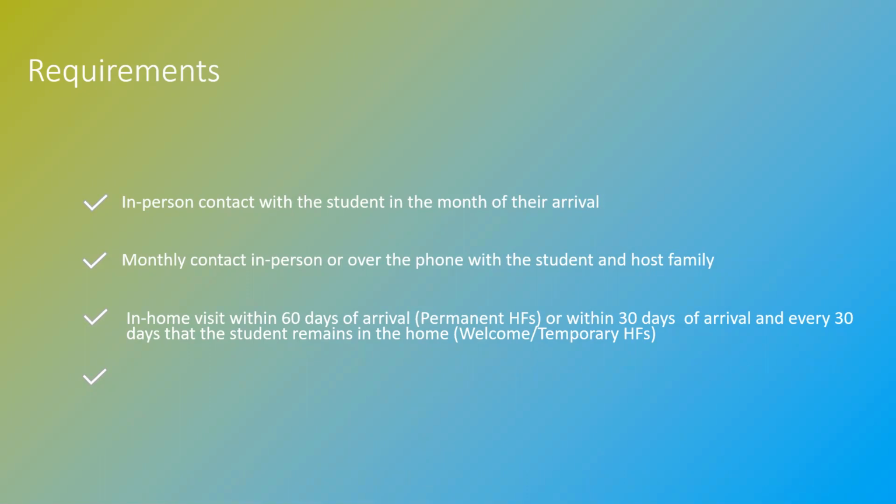An in-home visit within 60 days of arrival or 30 days, and then every 30 days after that the student is in the home. So 60 days for permanent families, 30 days, and then every 30 days after that for welcome and temporary families. And of course, that is in the home.